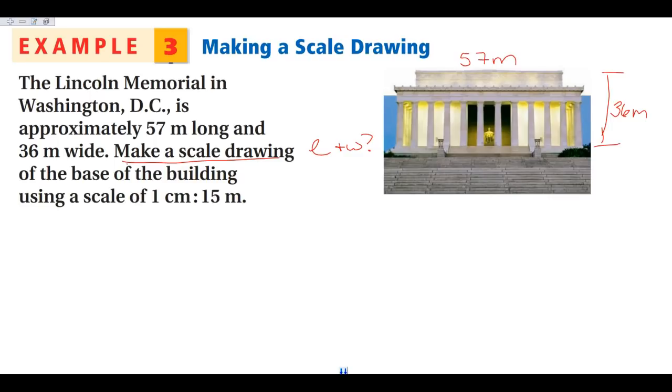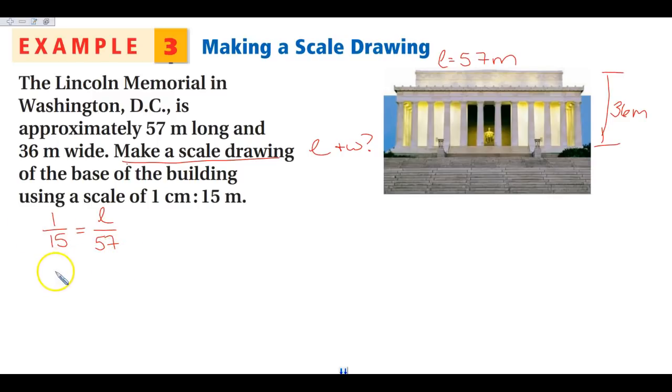So we have to do this in two parts. I know that my scale is 1 to 15, and my actual length, because remember 57 was our length, is 57 meters. I'm looking for how long it's going to be in the scale. So again, I'm going to do the scale length over the actual length, so it's going to be 1 over 15. I have to do these separately for length and for width. When I look at the length, my scale length is what I don't know, so I'm going to put an L there. My actual length is 57.